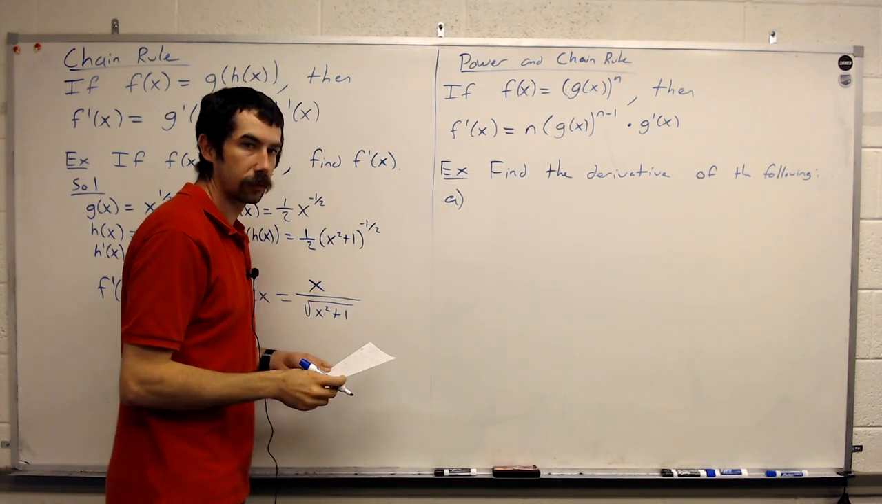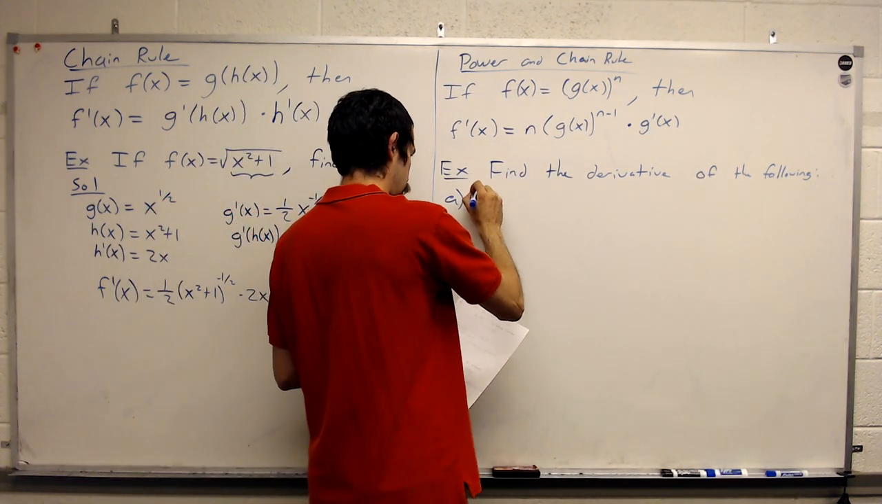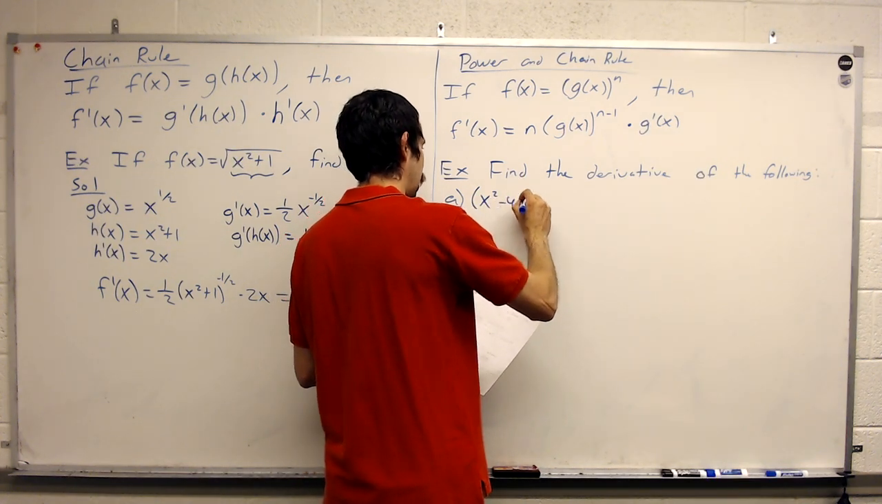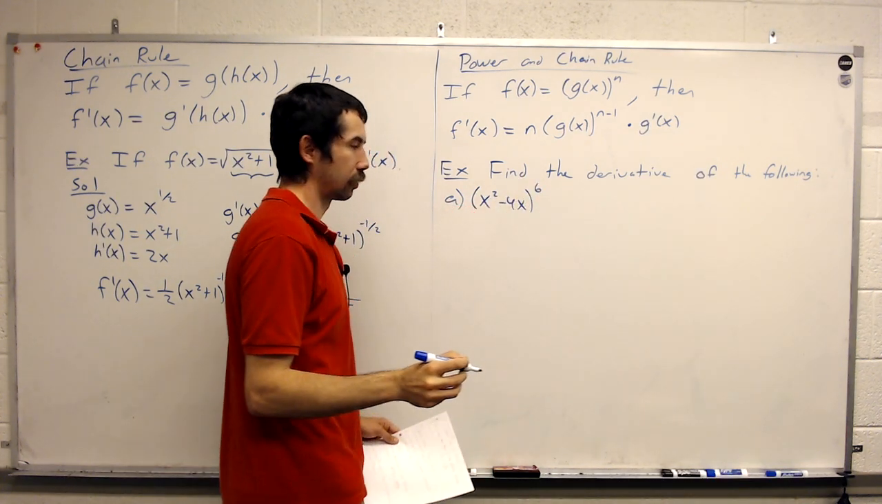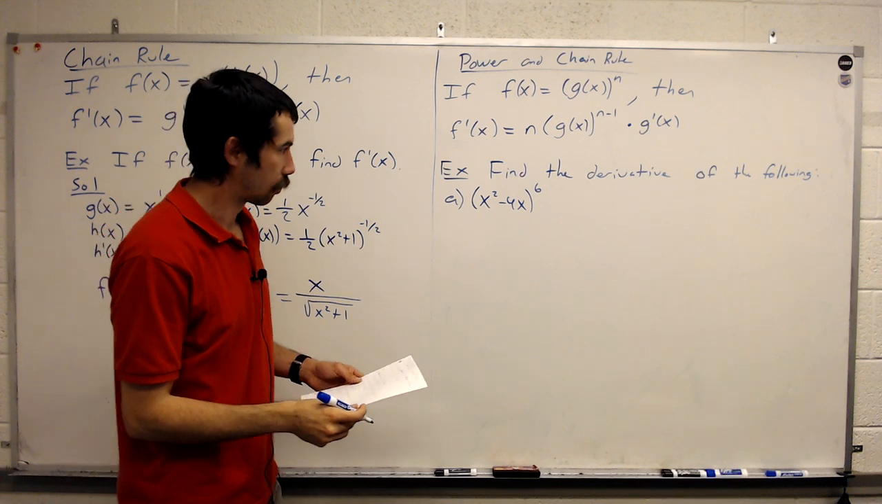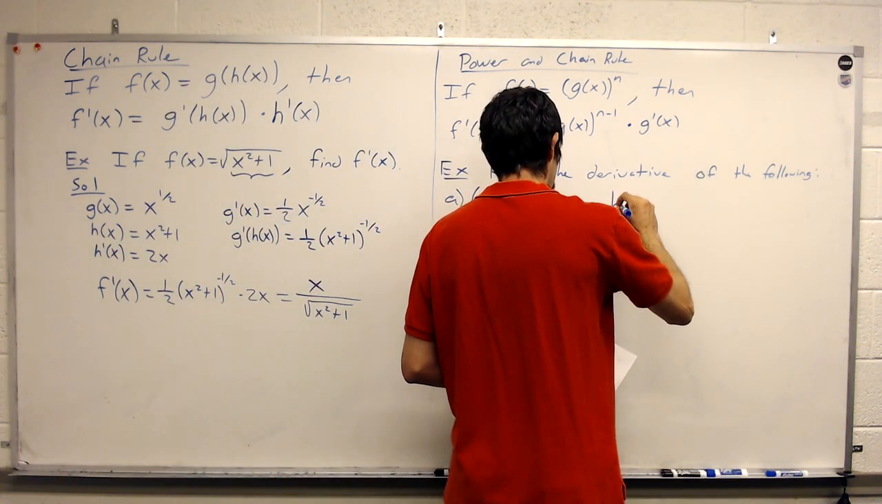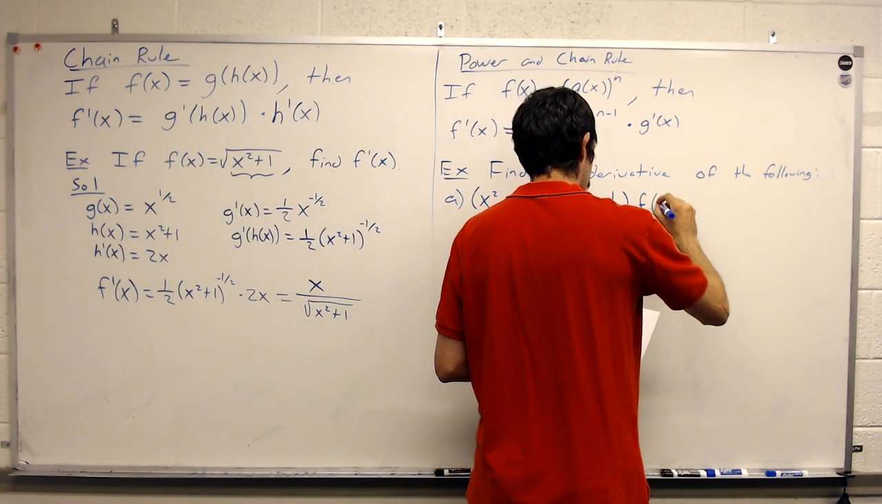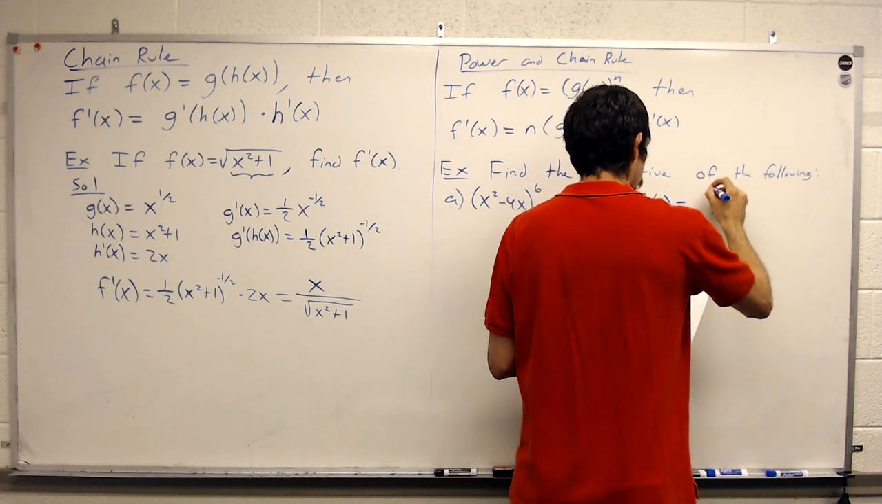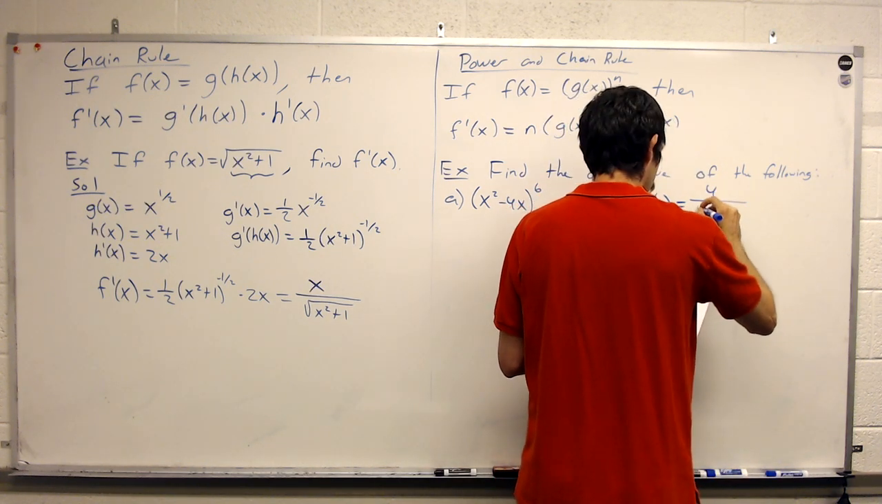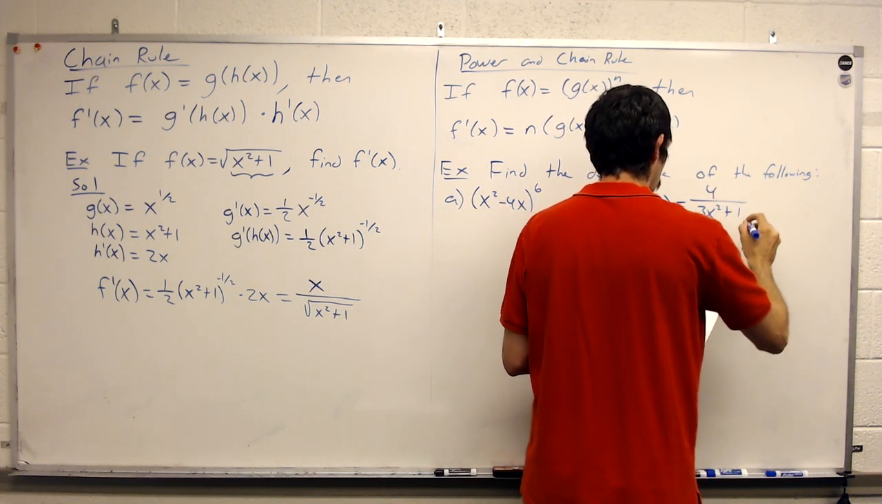First, x squared minus 4x, raised to the 6th. And second, f of x equals 4 over 3x squared plus 1.